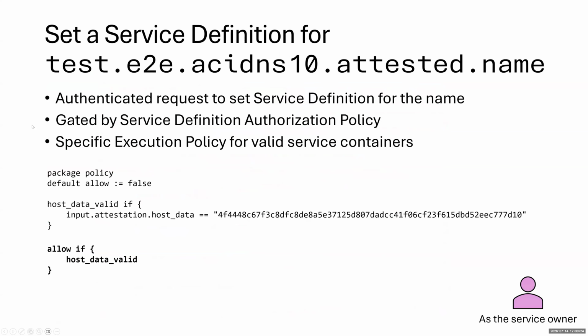Now we say we want to define a new service. The way we do that is we have to send an authenticated request to create a service definition for the name. And so we'll say something is a valid instance of test2-end-to-end.acidns10.attested.name if the host data is this digest.